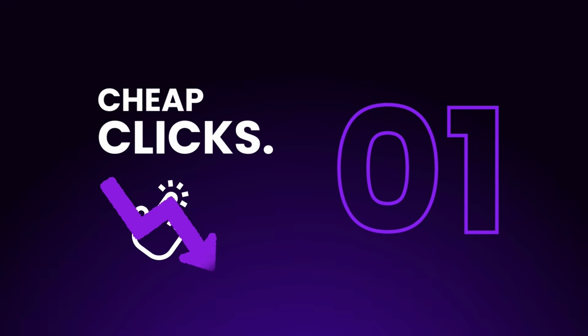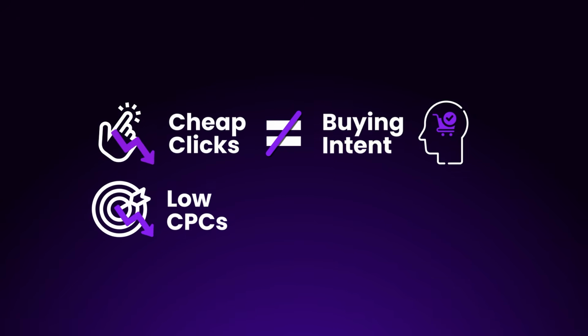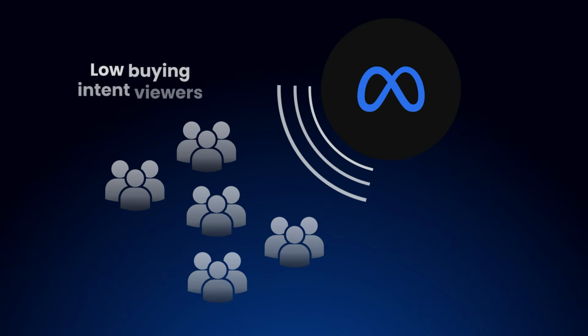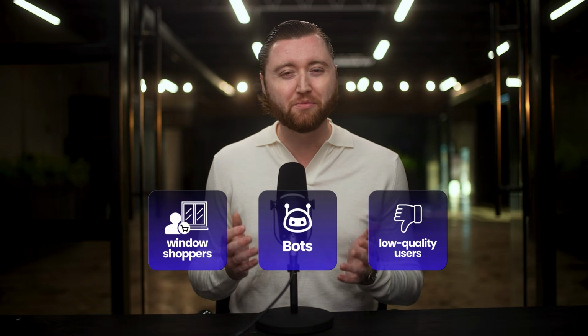The first being cheap clicks. Cheap clicks doesn't mean buying intent. Chasing low cost per clicks also doesn't mean efficiency. Facebook's algorithm will always find the easiest clicks, not the most valuable ones. That means you end up with window shoppers, bots, or low-quality users who bounce instantly.